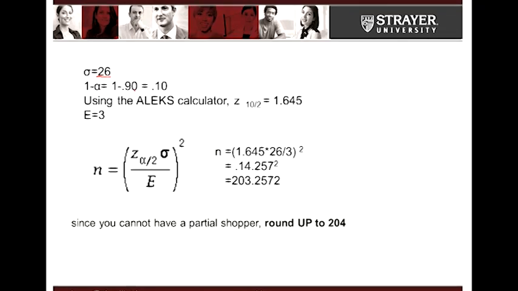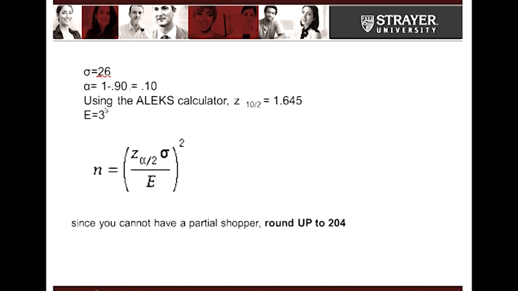sigma is 26, and 1 minus alpha is 1 minus 0.90, so alpha is 0.10. So on the ALEKS calculator, you can get z of 0.10 over 2, which is 0.05. So z of 0.05 equals 1.645.